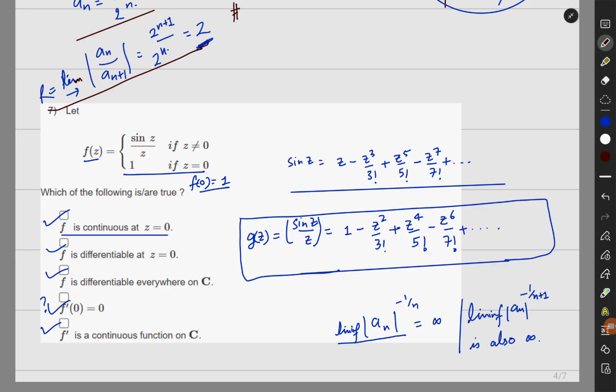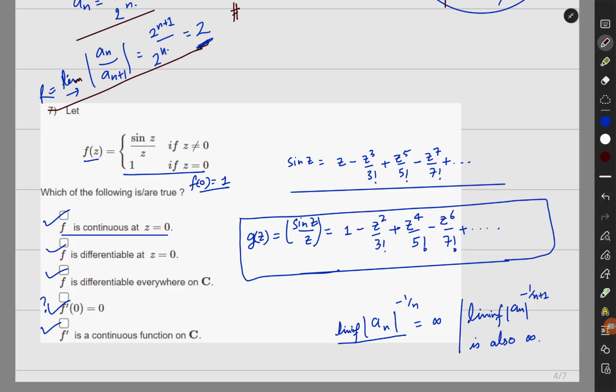Right. So now question number 7. f(z) is given by sin z divided by z when z is non-zero. When z is equal to 0, it is 1. I mean f(0) is equal to 1. So what we did, we want to see whether f is continuous at 0, f is differentiable at 0, f is differentiable everywhere. So we want to see the behavior of f(z).